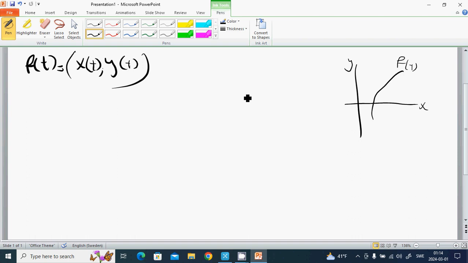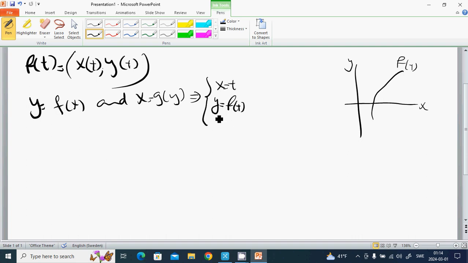And we have an example. If y equals f of x and x equals g of y, then we can say that x equals t, y equals f of t, and y equals t and x equals g of y. Instead of y we put t, and it is g of t. Instead of t, we put y here and it is this. Instead of t, we put x here and it is this.